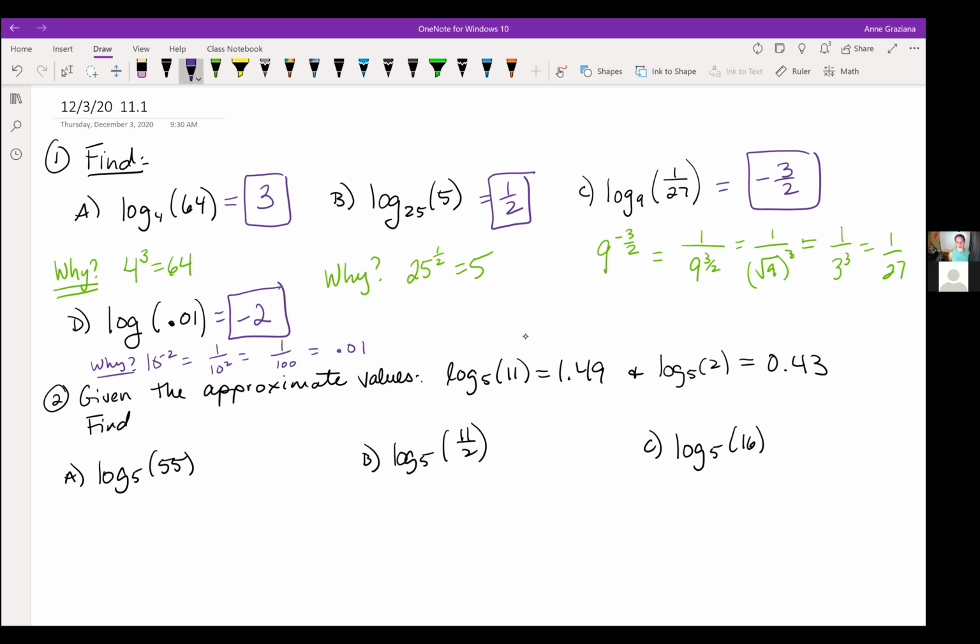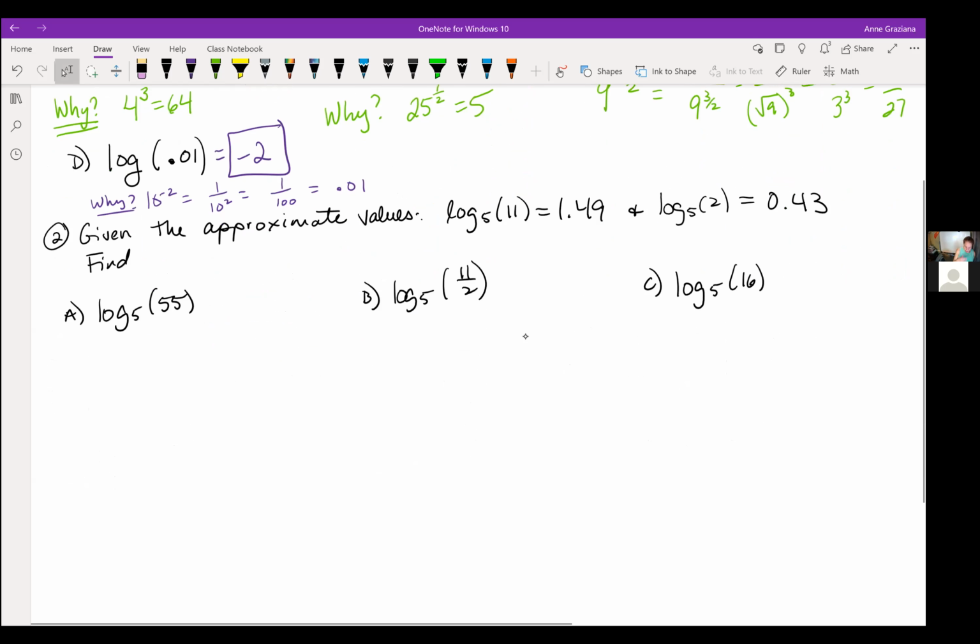Any questions on those? If you want more practice with that, on that review sheet posted on Canvas, there's a whole bunch of these with an answer key. So if you want extra practice, give yourself half an hour or so today to work on that. All right, number 2, we're using the log properties to figure these out.